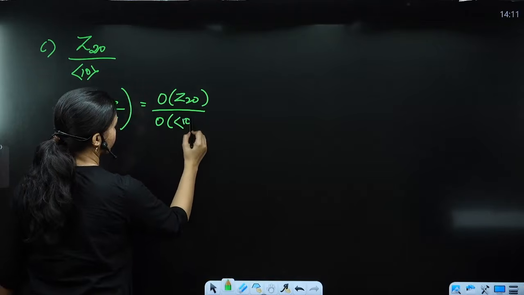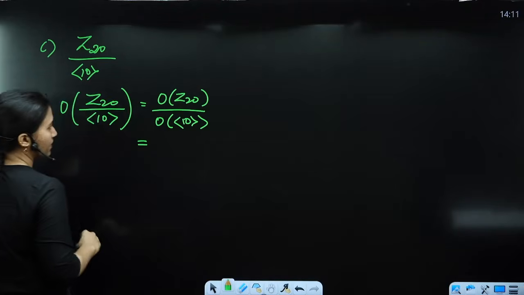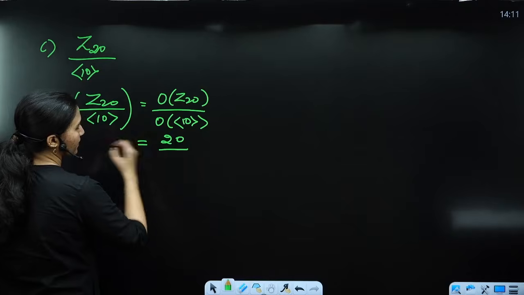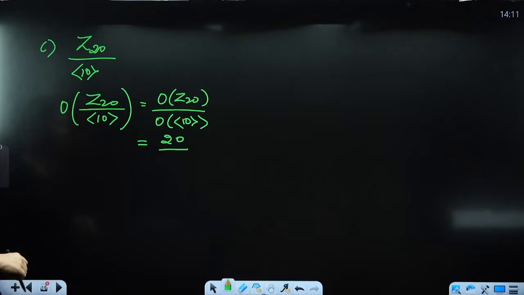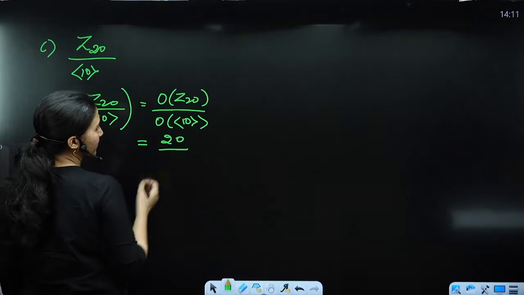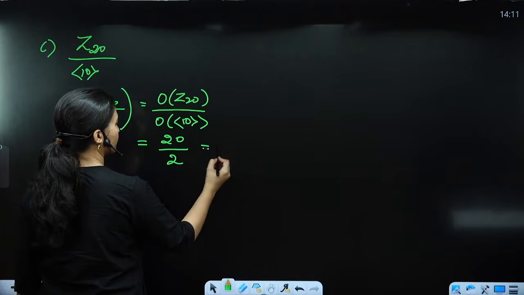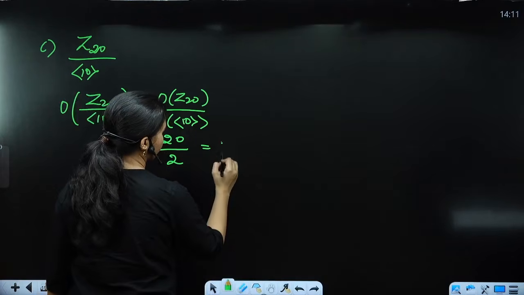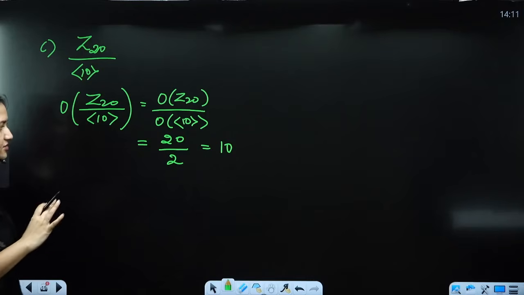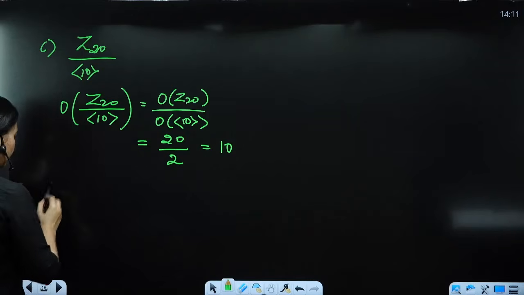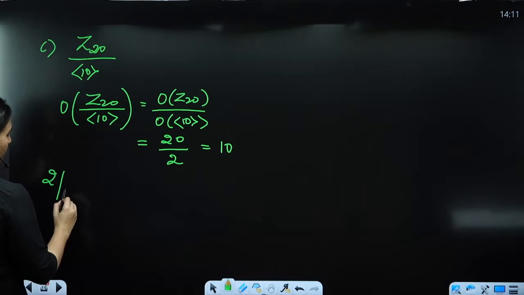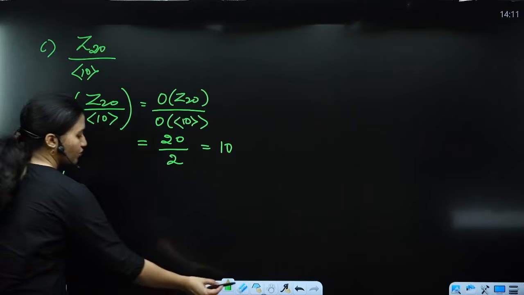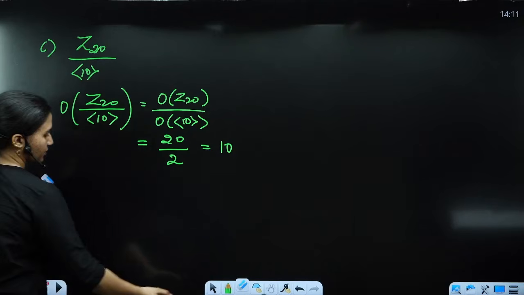Is 20. What is the order of the cyclic group? 10. This is 2. So the order of the factor group is going to be 10, right? So there are two groups up to isomorphism here. Why? Because 2 divides 5 minus 1, right? So two groups up to isomorphism are possible for the factor group.